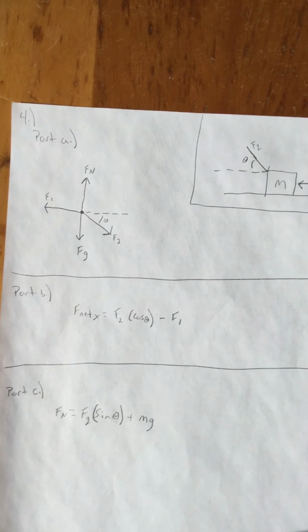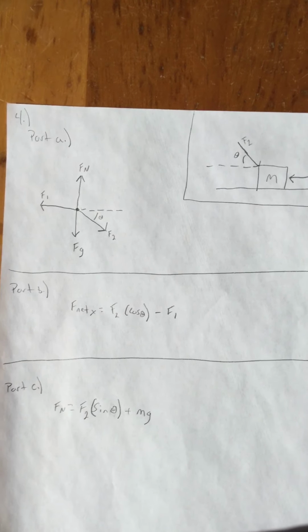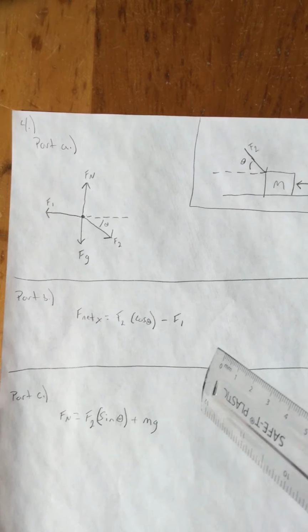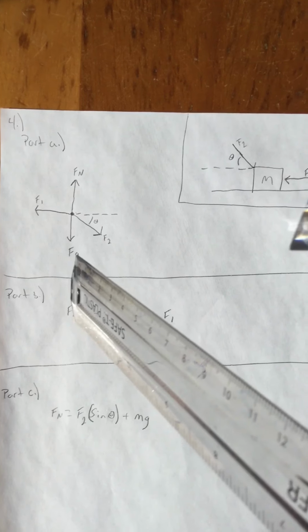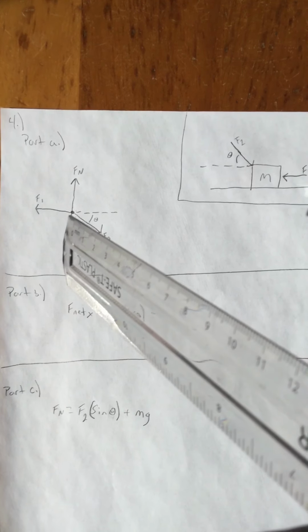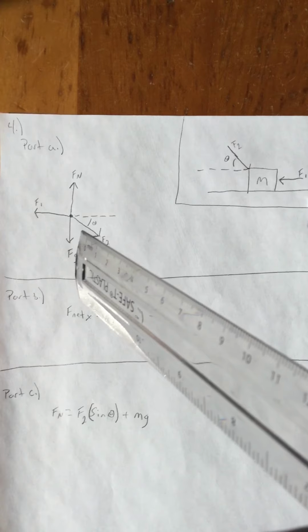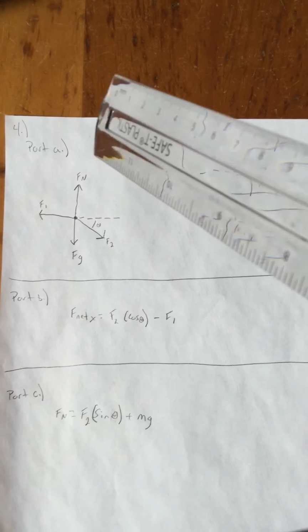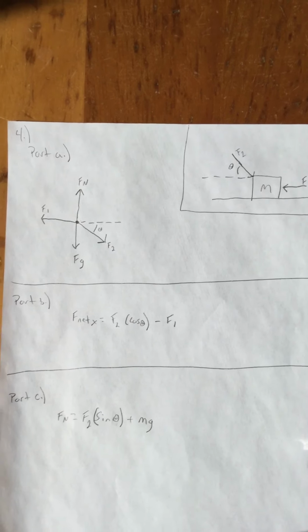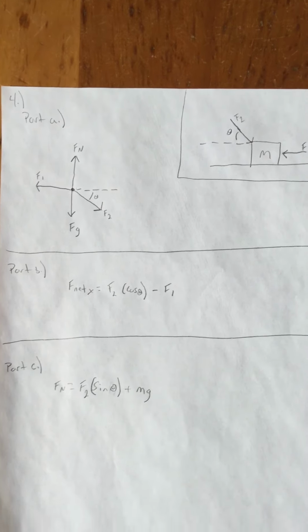And then these weren't given forces, but these can be assumed forces. So we had the force of gravity keeping the block on the table, and then we had the normal force, which is the force of the table keeping the block up and off the ground. So that's the free body diagram.